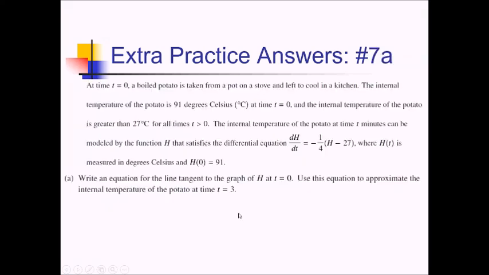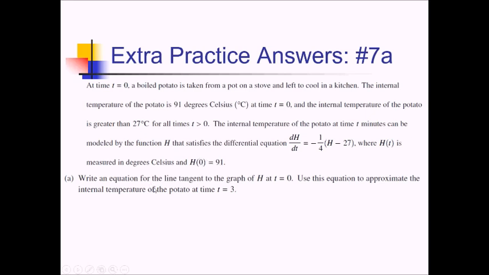On this free response problem, we have a boiled potato taken from a pot at time 0 and left to cool in a kitchen. Internal temperature is about 91 degrees Celsius at time 0, and the internal temperature is greater than 27 for all positive times here. Internal temperature can be modeled by the h function, whose differential equation is this dH over dt business here. And h of t is measured in degrees Celsius, and h of 0 is 91. So they're not giving us the h function, but they're telling us that at time 0 it gives you back a value of 91.